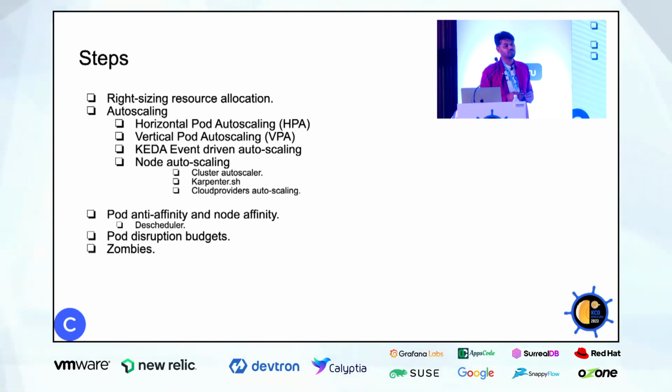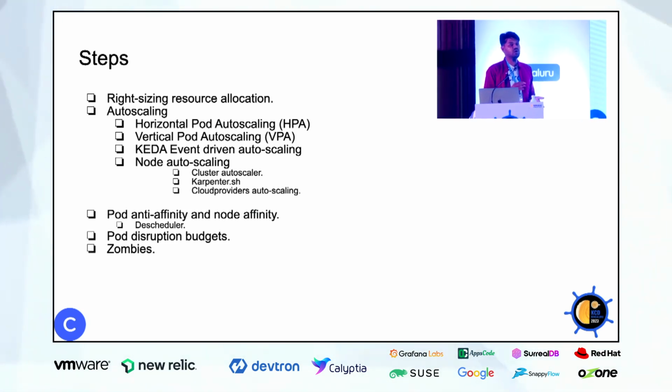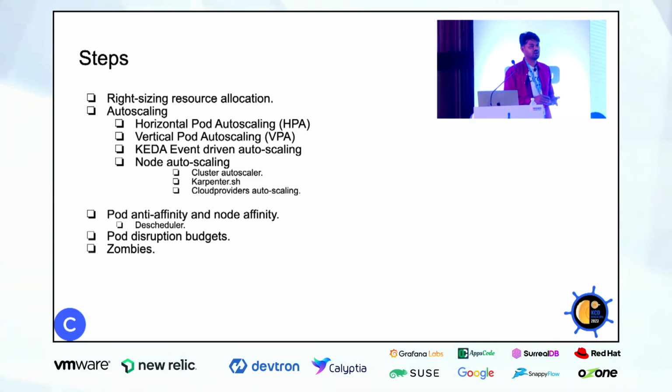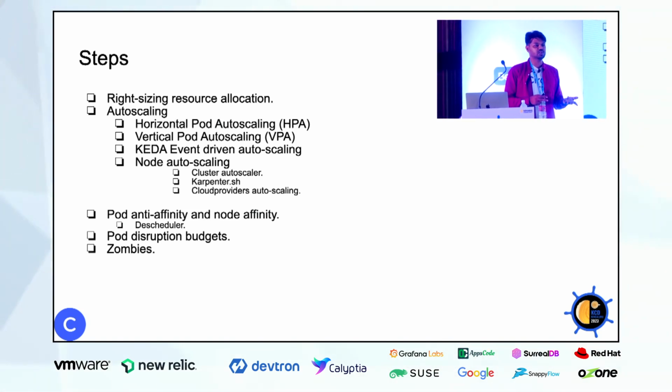Then the vertical pod autoscaler. The vertical pod autoscaler is also a part of autoscaling, which is mostly used for stateful workloads where we can't scale horizontally, but we can scale vertically. Can we mix both of them, HPA and VPA, for the same resource?